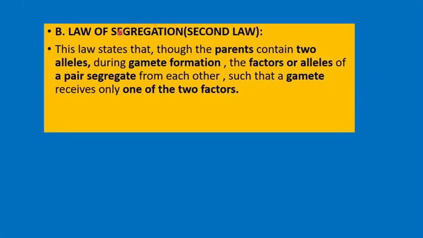Next, law of segregation. This law states that though the parents contain two alleles, during gamete formation, that is during meiosis, the factors or alleles of a pair segregate from each other, and a gamete receives only one of the two factors. So this is the second law under laws of inheritance, that is the law of segregation.